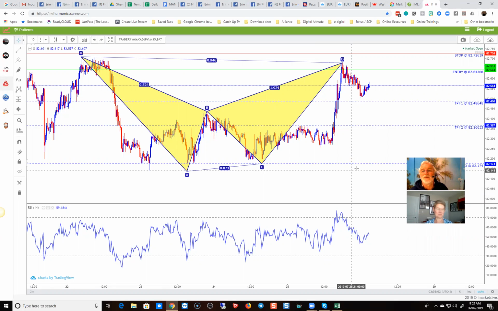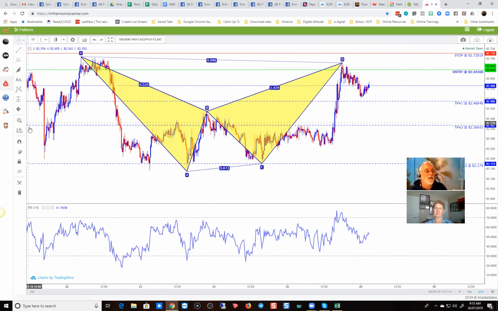So this gives you an example of where you would enter. The green line is where it tells you to get in. This is where you have a safety net up here, and this is where you would be taking profits or possible profits.